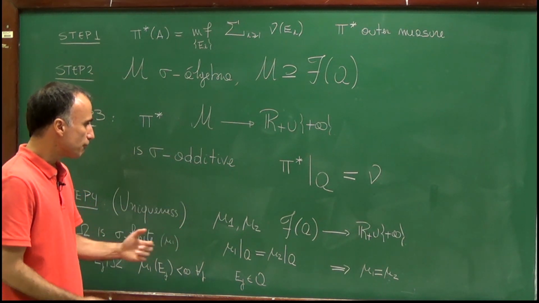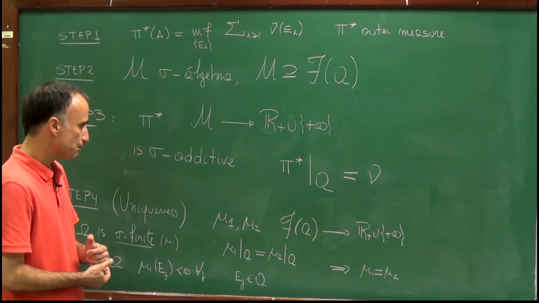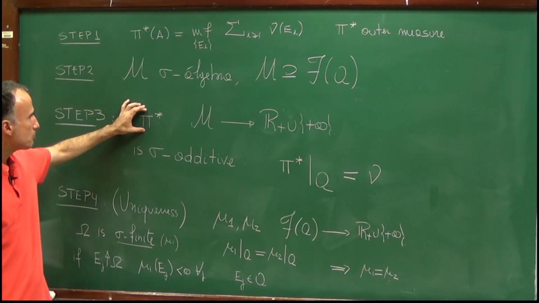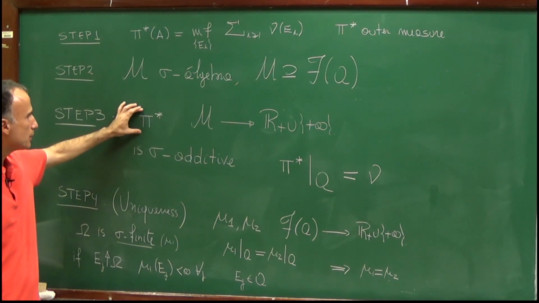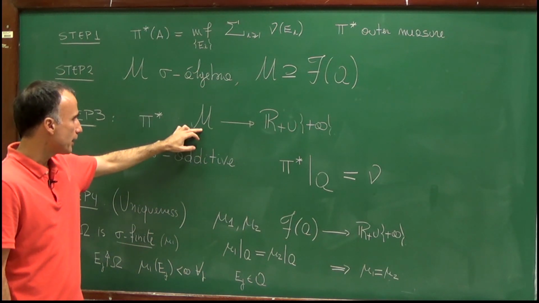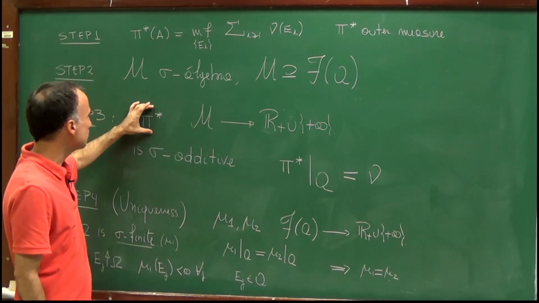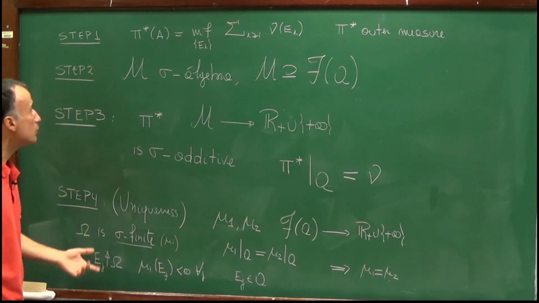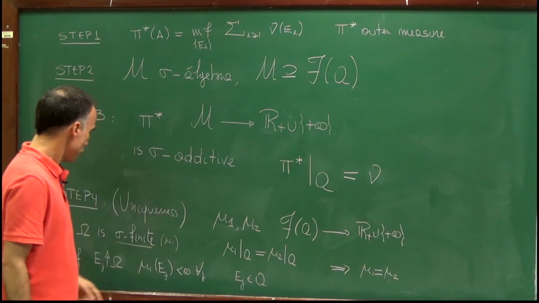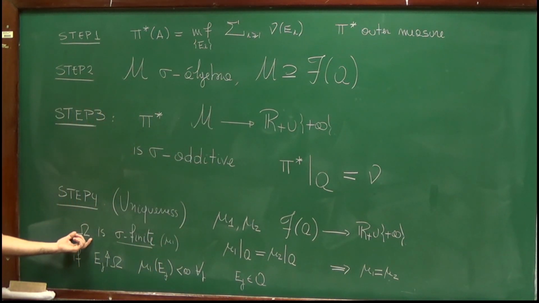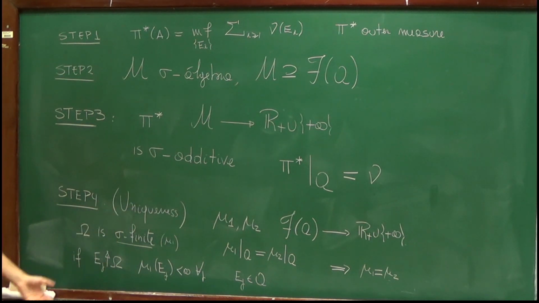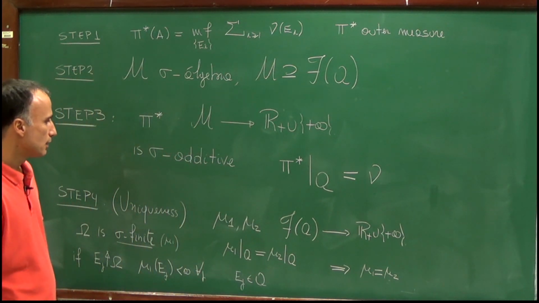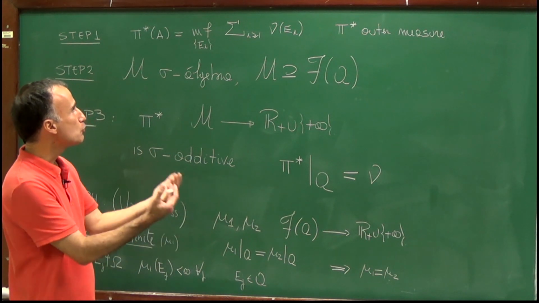So it will follow from this last assertion that the function p star which we defined on M, if we restrict this p star to the sigma algebra generated by the algebra, if we started from a measure nu for which omega is sigma finite with respect to nu, then the extension is unique. And this will conclude our proof of the extension.